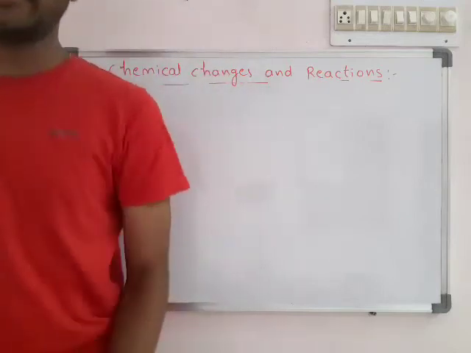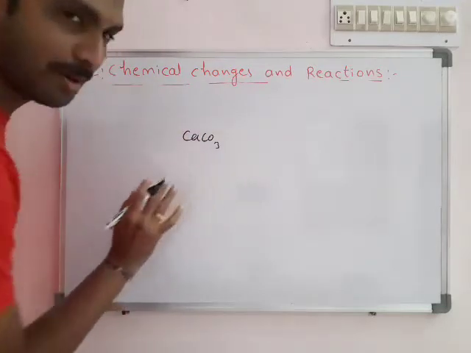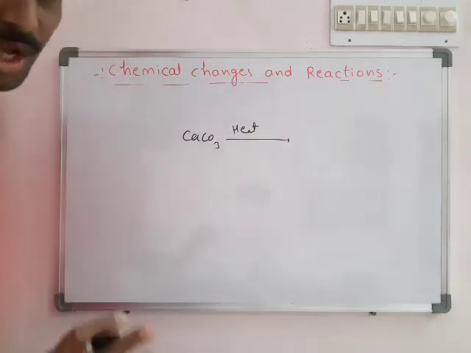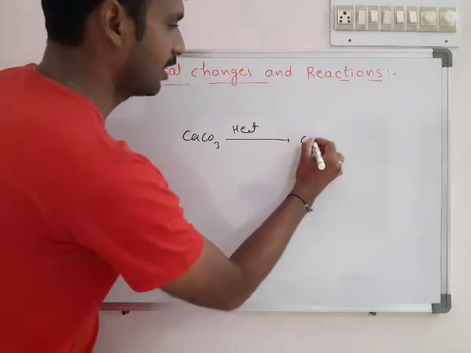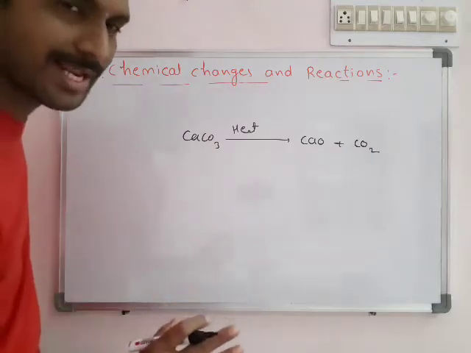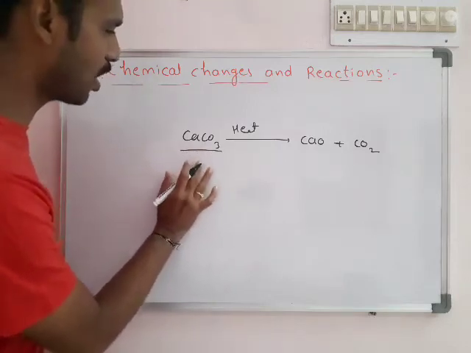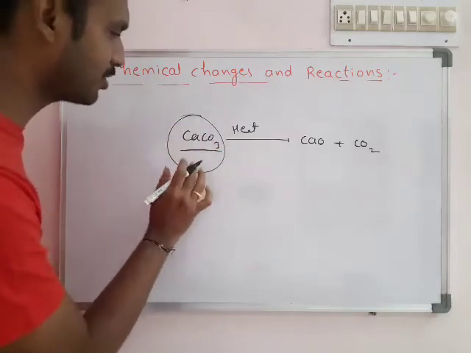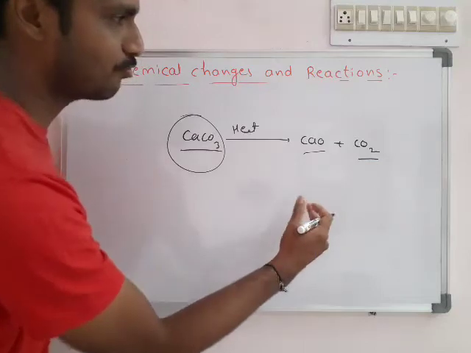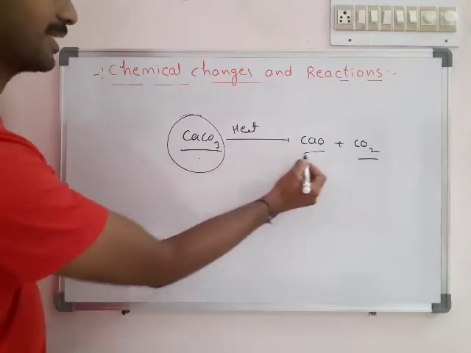For example, I'm taking calcium carbonate. On heating this calcium carbonate, it forms calcium oxide plus carbon dioxide. So this will be treated as a perfect chemical change. Here calcium, carbon and oxygen are combined together, but here calcium and oxygen, and carbon and oxygen, form two different compounds. And there is no link between the calcium carbonate and calcium oxide.